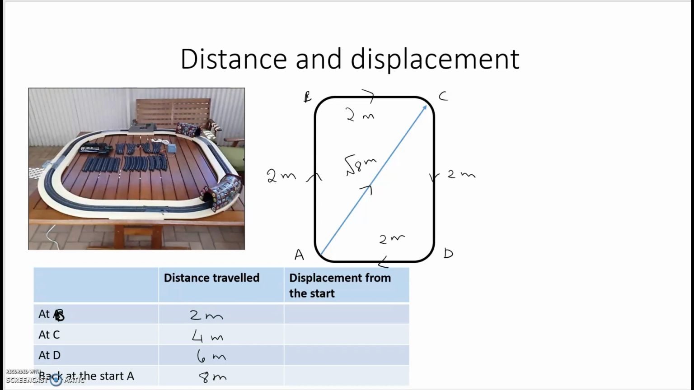By the time we've got to B, we've only moved 2 meters north. By the time we've moved to C, now we're looking at the displacement, we've gone effectively from A to C, which is root 8 meters, and it's in a northeasterly direction. At D, we've only moved 2 meters east from our original starting point, and by the time we get back to A, we've effectively gone nowhere. So 0 meters. So the distance travelled and the displacement are quite different.